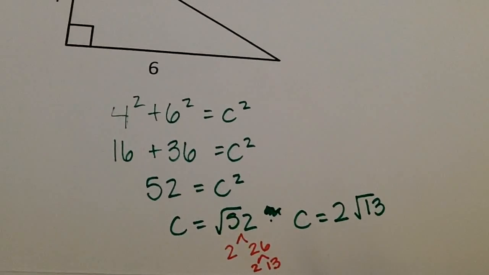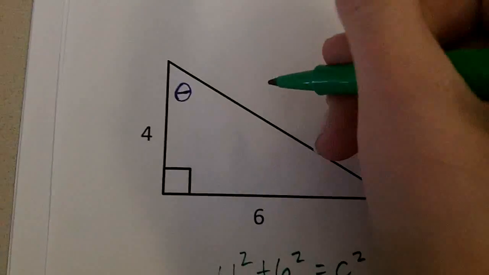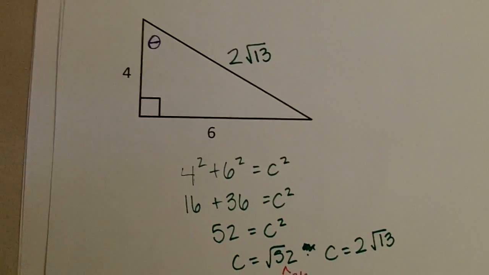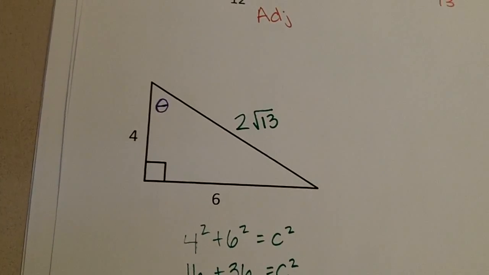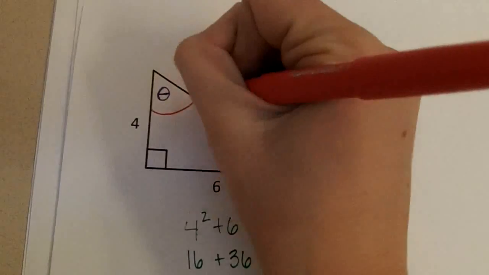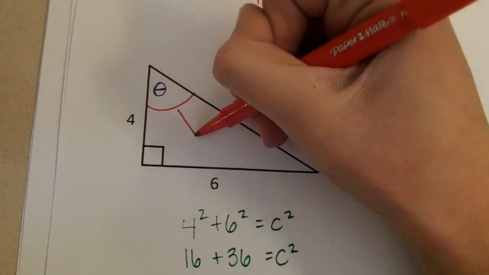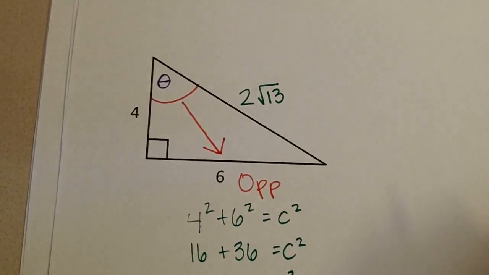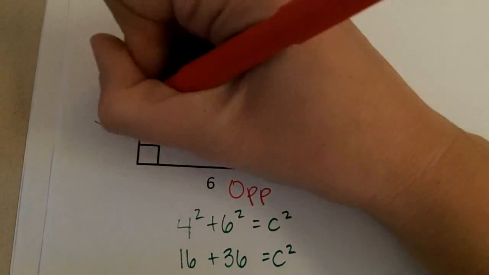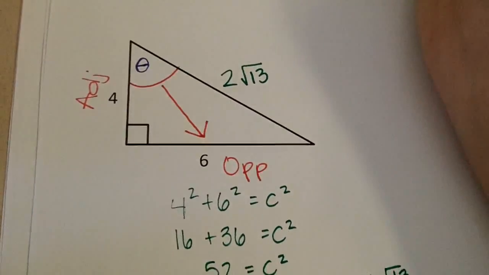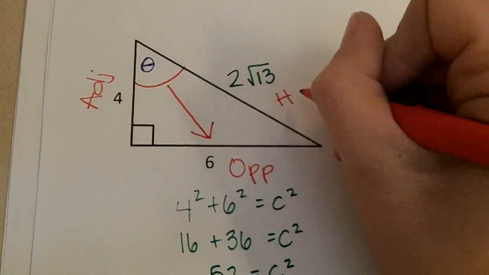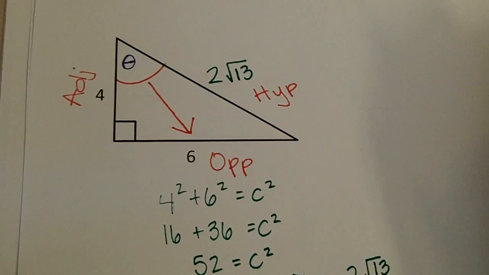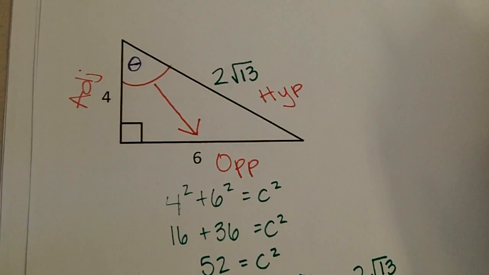So now let's go back and label our hypotenuse: 2 square root of 13. Now the angle's in a different spot this time. If the angle's at the top, now the opposite side is on the bottom because that's the side across from the angle. The adjacent side is the 4, and the hypotenuse is 2 square root of 13. Our trigonometric ratios are still the same ratios though.